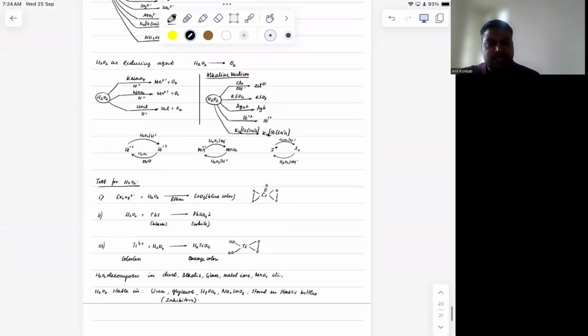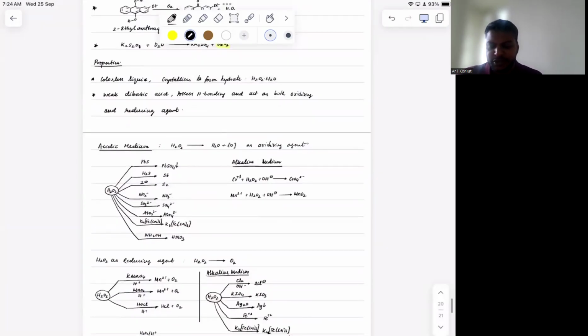These 2 pages, I would request you to just go through once. Clear, everyone? This is all you need to learn from group 16. Now let's quickly go through group 17.